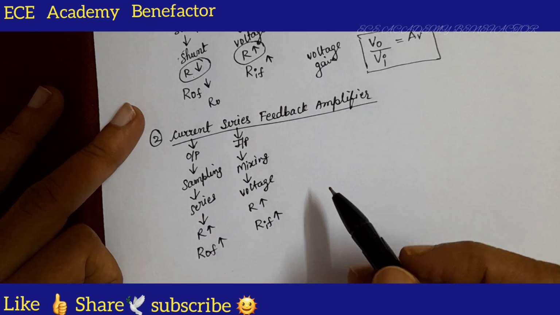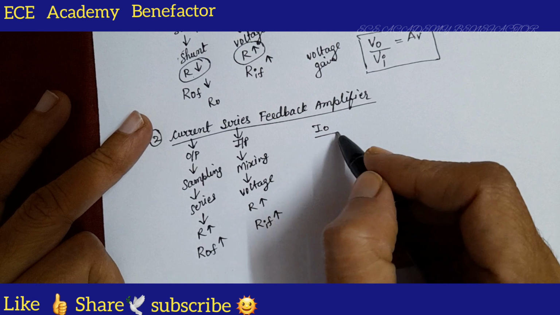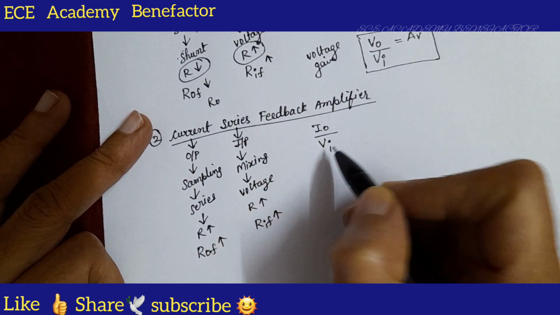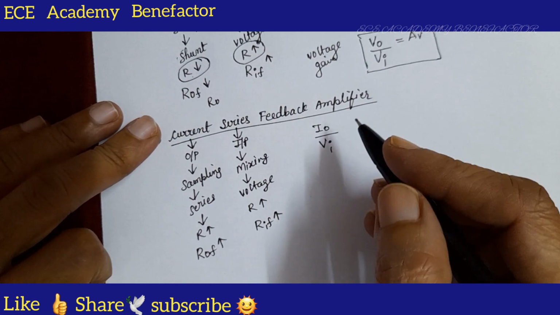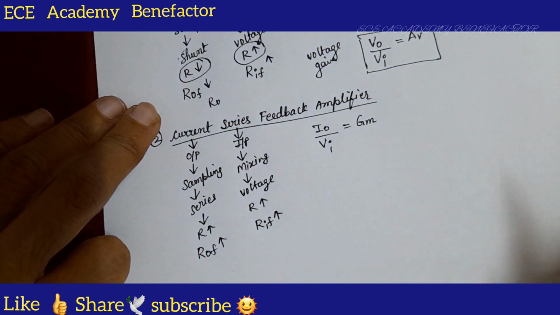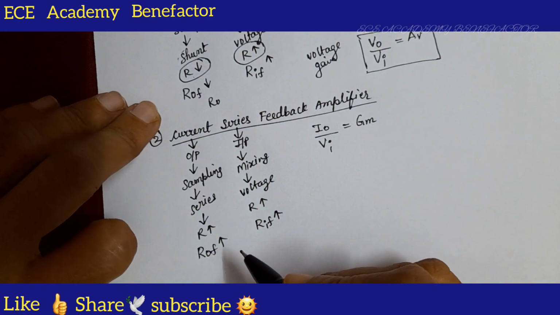Now what is the basic amplifier used? The output is current. What is the input? Input voltage source. So I0 by VI. What is I0 by VI? GM, transconductance gain. Okay. So what will be RI? Here you see both are increased.